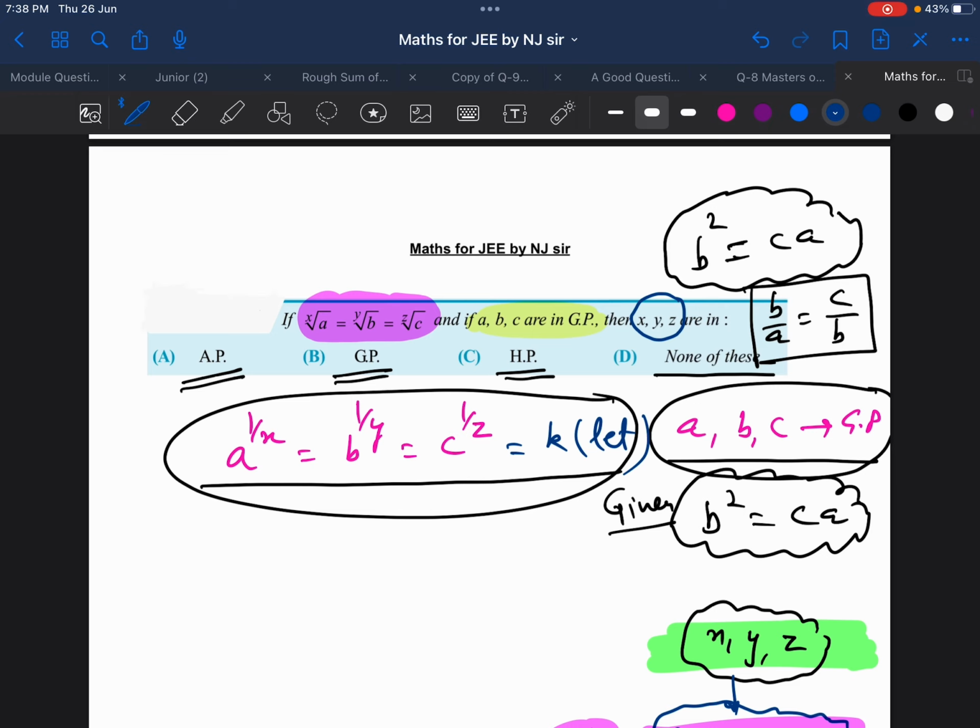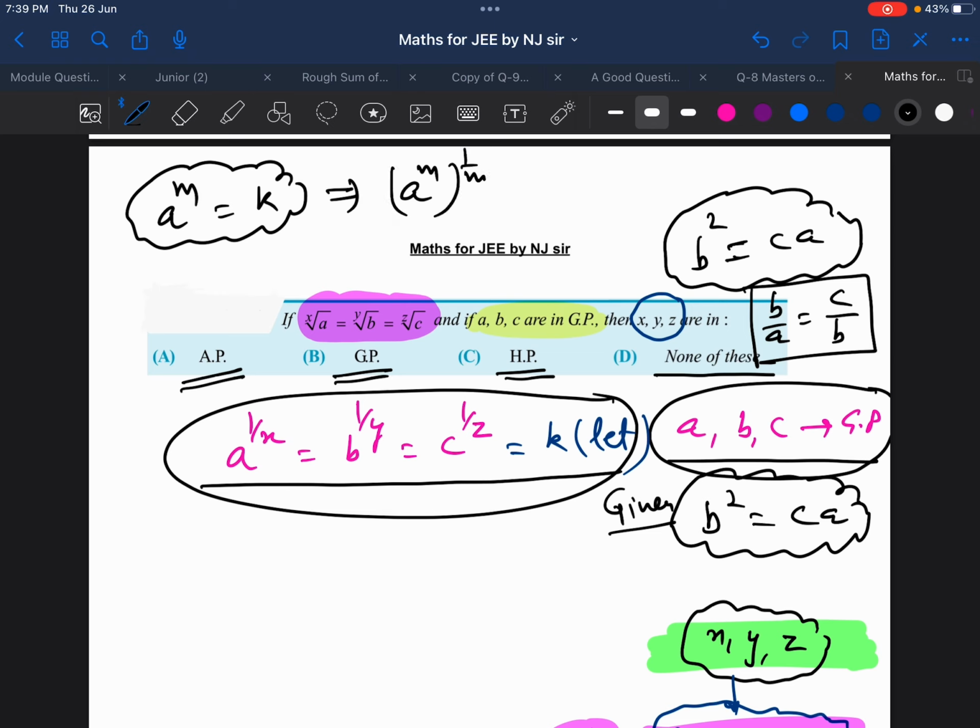Now what can I do? I will use now rules of exponents, and rules of exponents says that whenever it is given that a raised to power m equal to some constant, then what should I do? I can do that a can be written as a raised to power m whole power 1 by m, which can be written as k raised to power 1 by m if required.